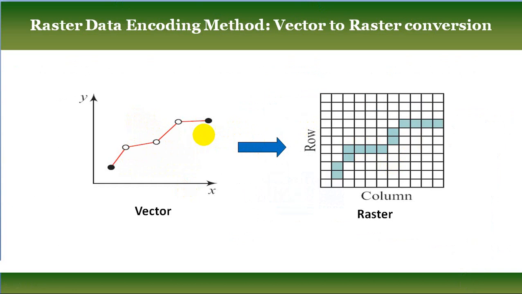On a case to case basis, it may sometimes be required to convert existing vector data into raster data. For example, in this illustration you can see this line geometry. This is a vector data line. This line geometry is converted into raster data. Vector to raster conversion is sometimes used for capturing raster data, for encoding raster data, along with scanning.